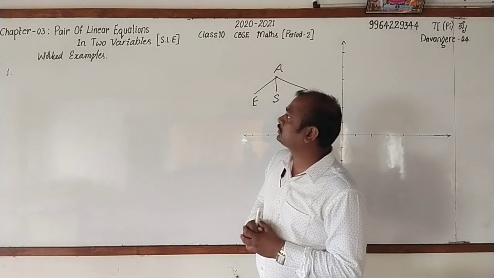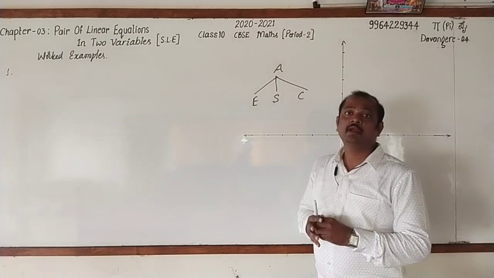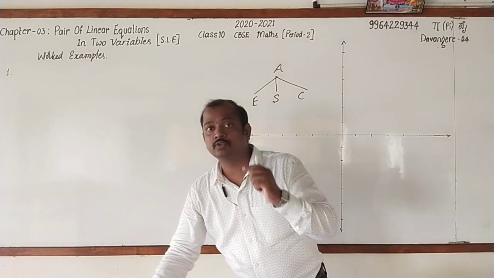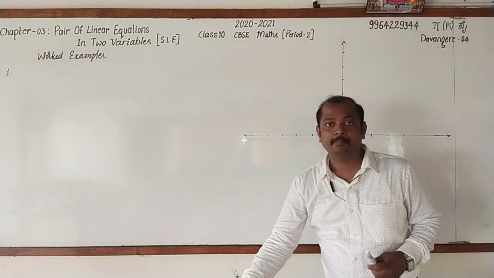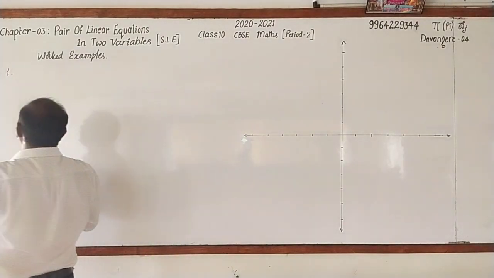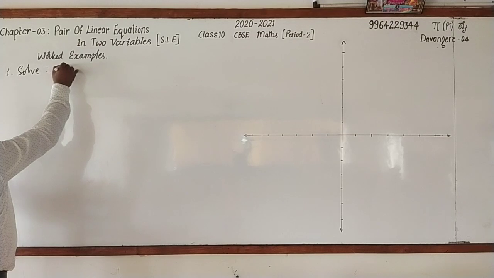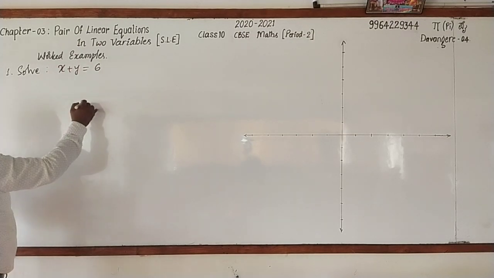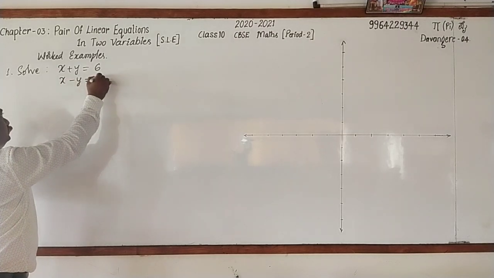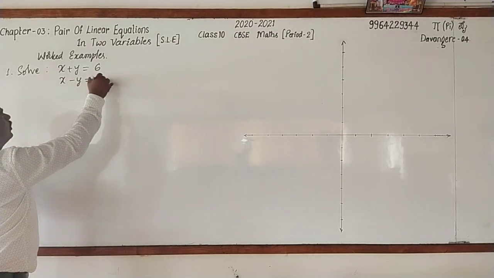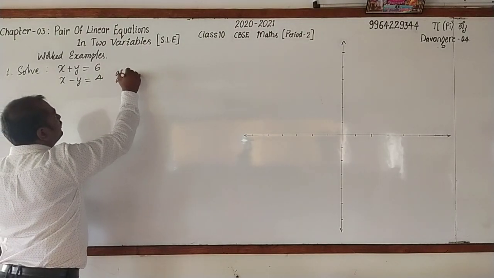Now I am going to take some examples for pair of linear equations in two variables whose solutions are to be found out by using the method called graphical method. The first one is like this. Solve x plus y equal to 6 and x minus y is equal to 4 by graphical method or graphically.